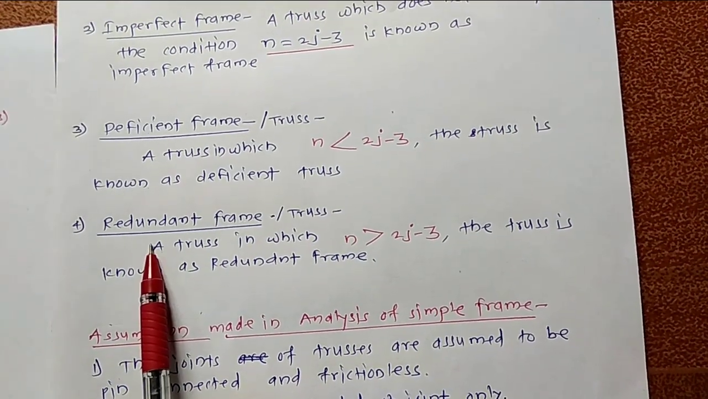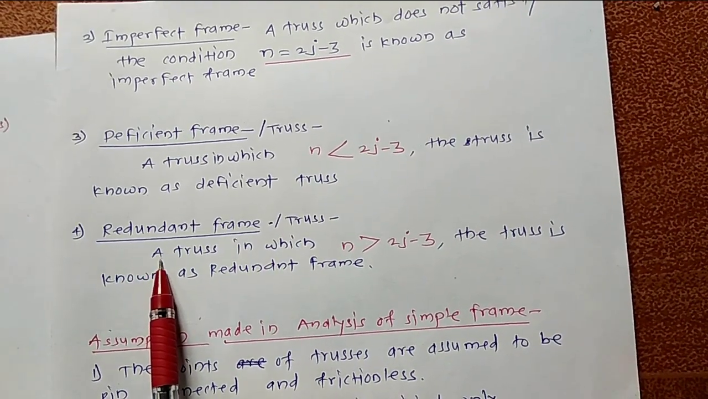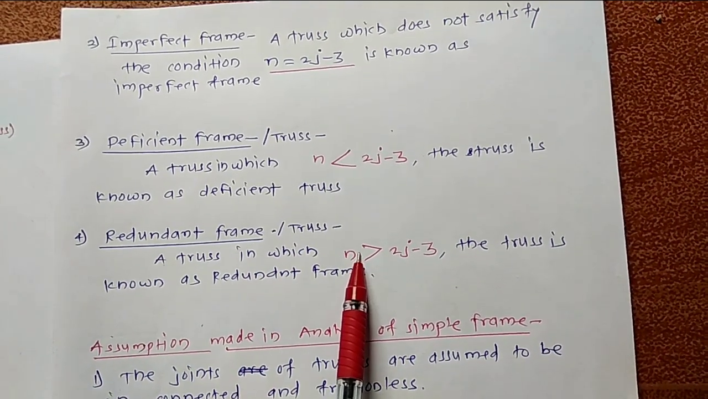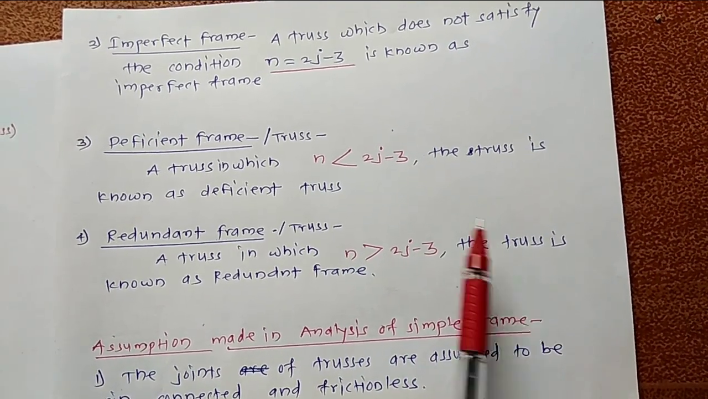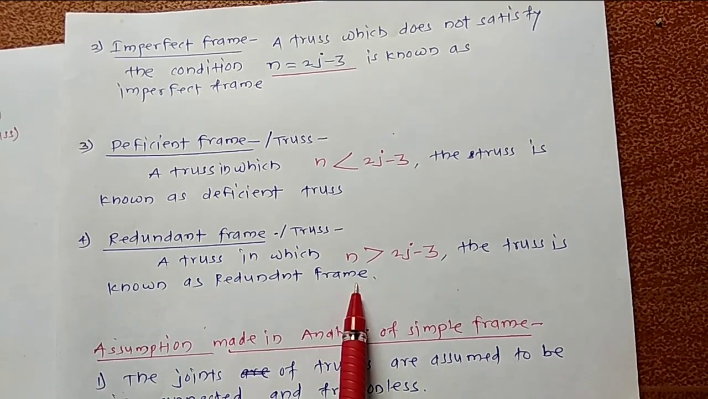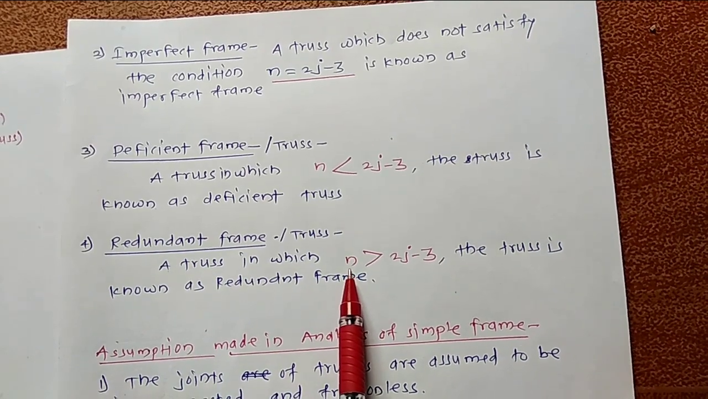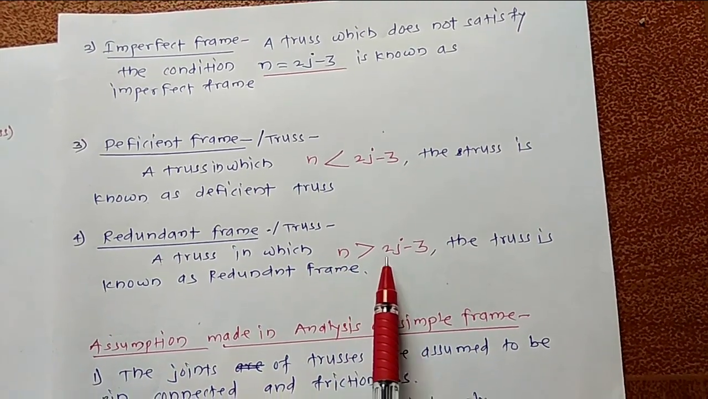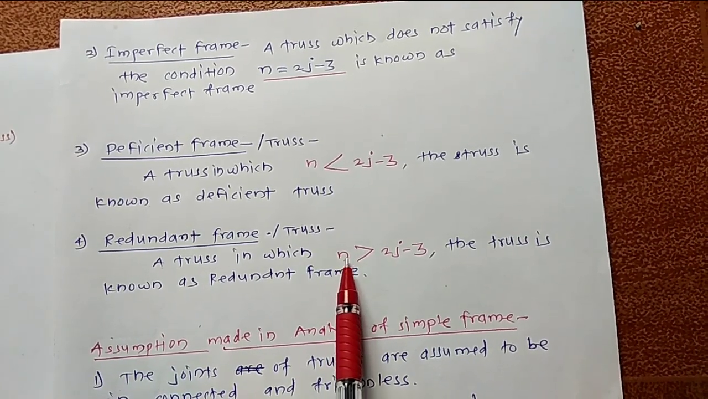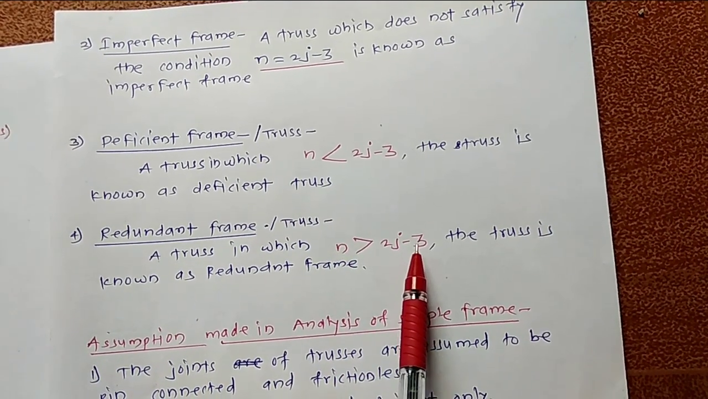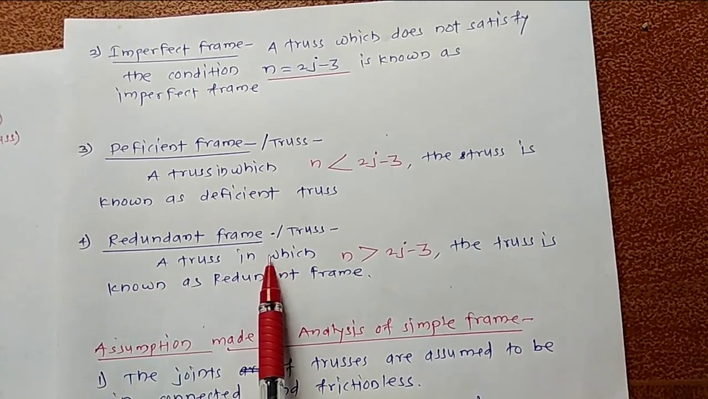Next, the redundant frame or redundant truss. A truss in which n is greater than 2j minus 3 is known as a redundant frame or redundant truss. That is, if we put the values of the number of members and number of joints in the equation, then we get the value of n greater than 2j minus 3. It means that the truss is a redundant truss.